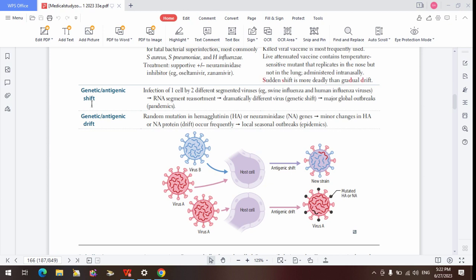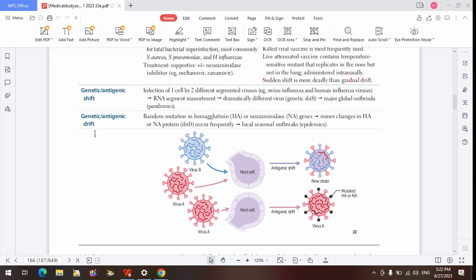So if you look at the shift, you are mixing the genome. Two different strains infecting one organism, they are mixing genomes. So that means that the viral change is going to be massive. It will be very difficult to control. So that's why it results in pandemic. You are going to be producing a separate virus.